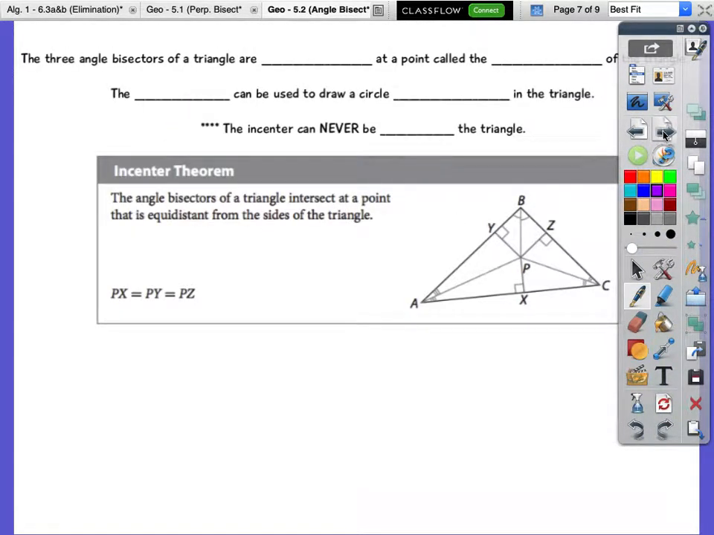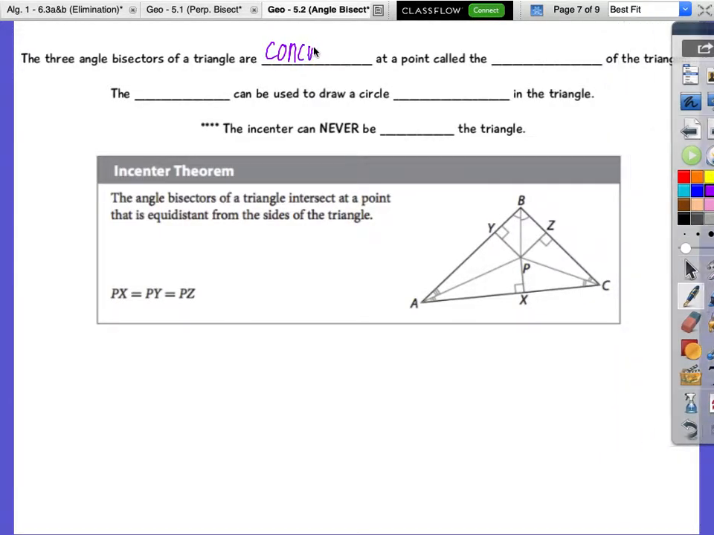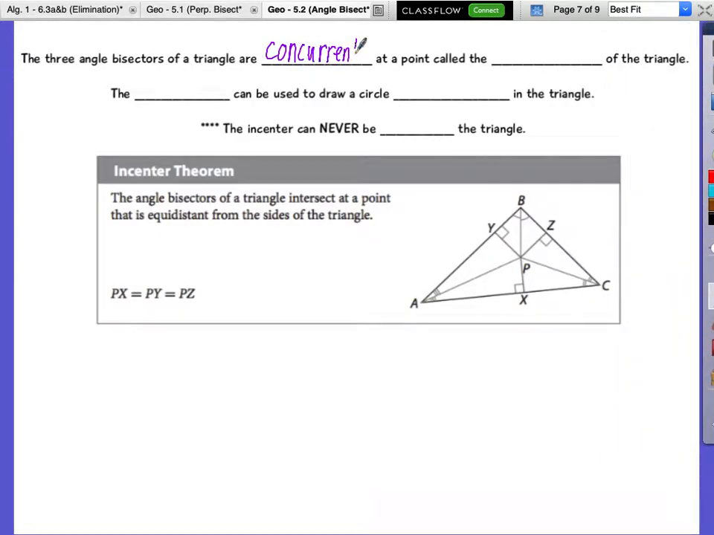What we're going to do is construct the angle bisectors, and what we will see is that the three angle bisectors of a triangle are concurrent. What does concurrent mean? They intersect at the same point. Three or more lines intersect at the same point.